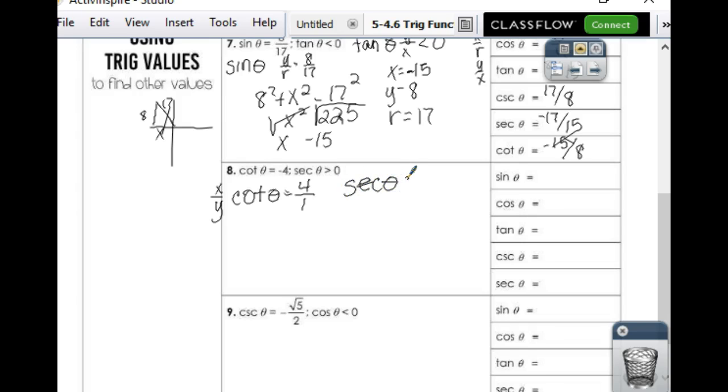So the next one, I have secant of theta. And what's the secant of theta? It's r over x, and it's greater than 0. The r is always positive, so what does that mean about the x? It has to be positive, right? So where does the negative go over here? If the x is positive, the 1 has to be negative, correct? When I draw this, I have a positive x and a negative y. So which quadrant do I have to be in? 4. So I'm going to go 4.